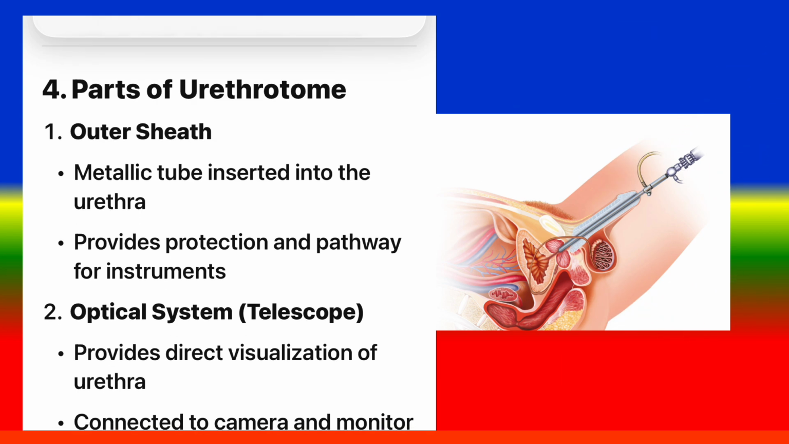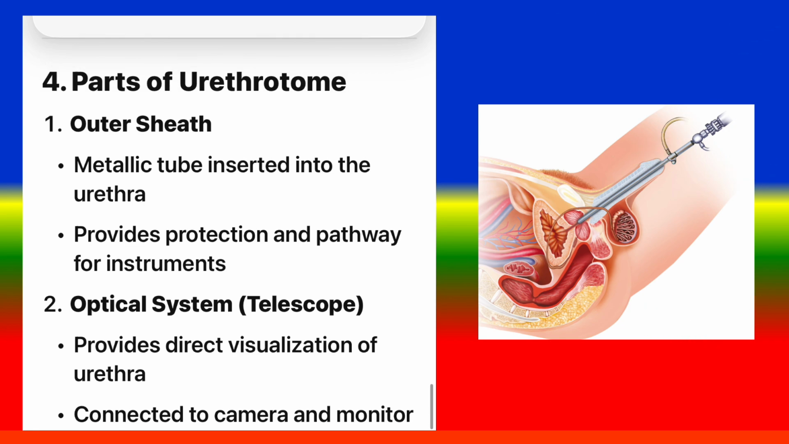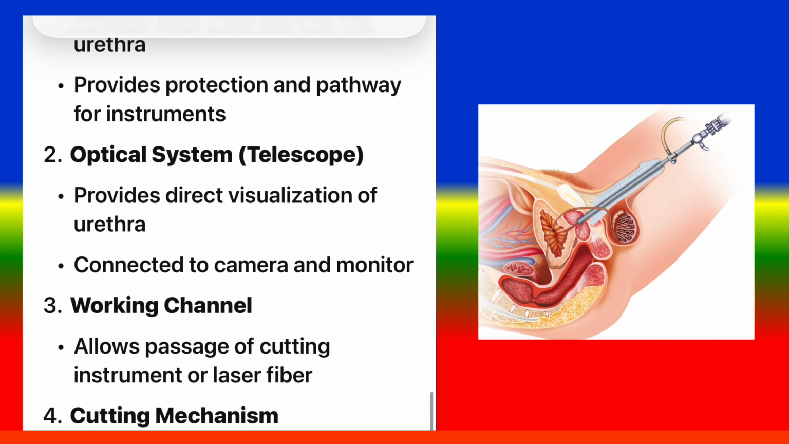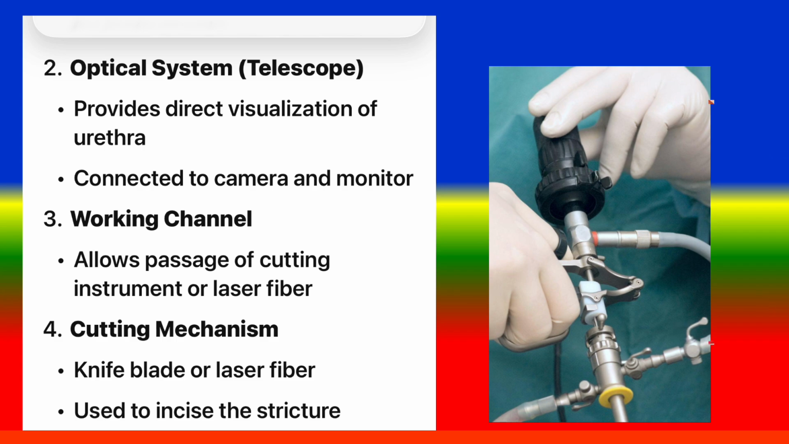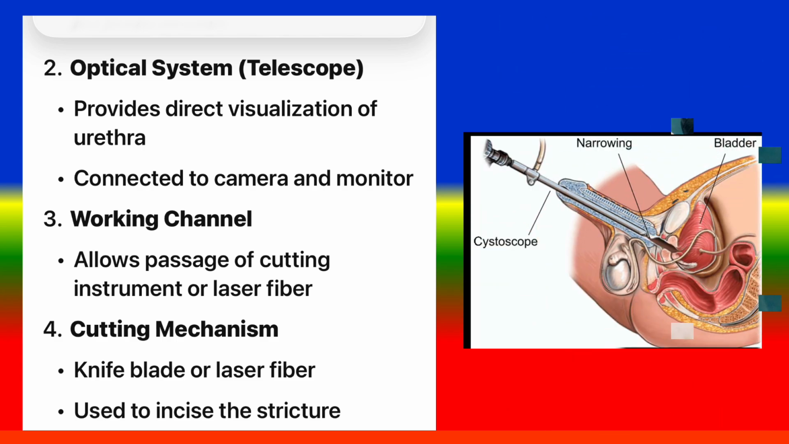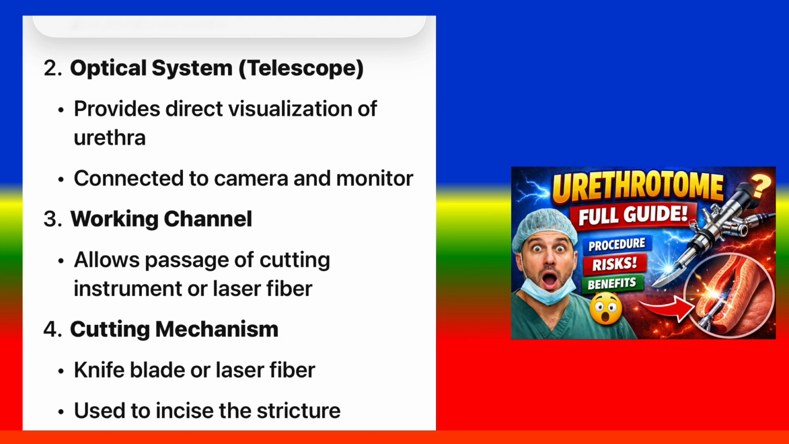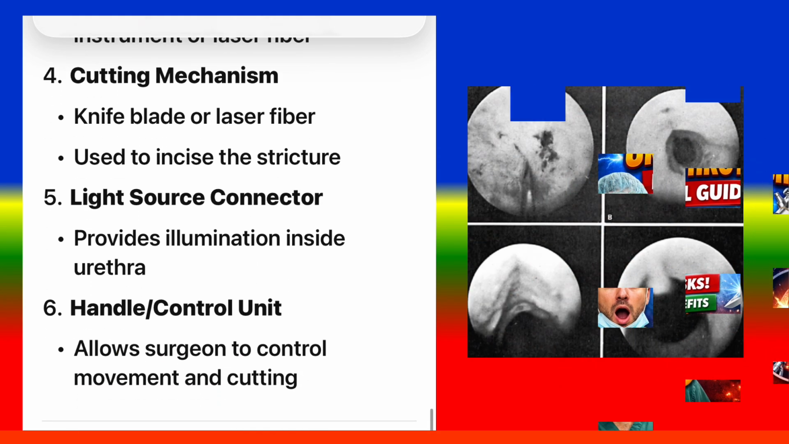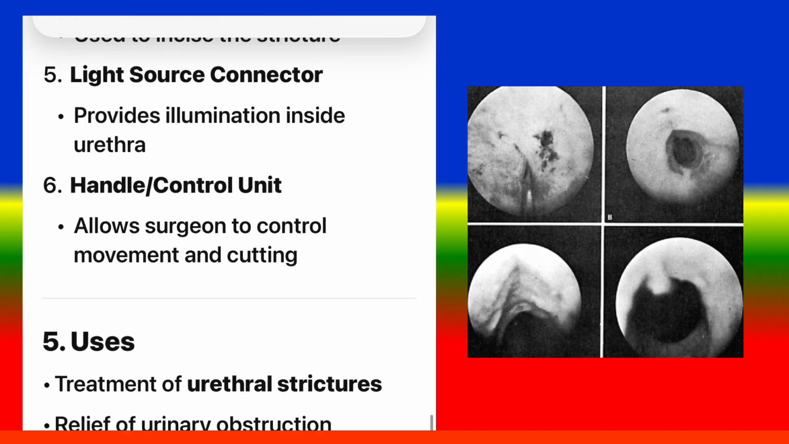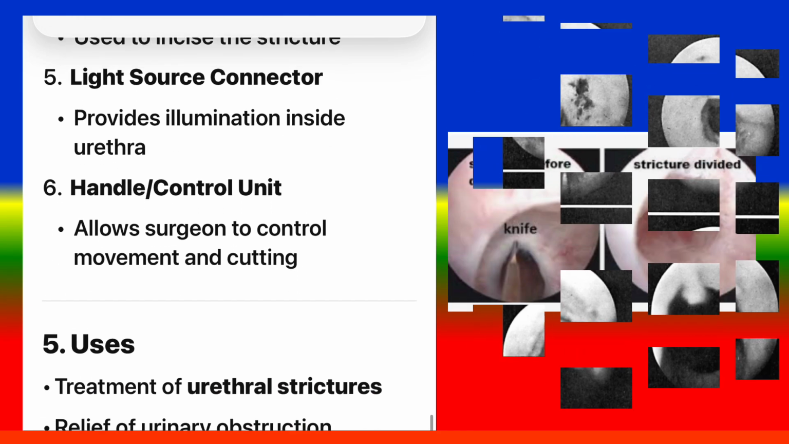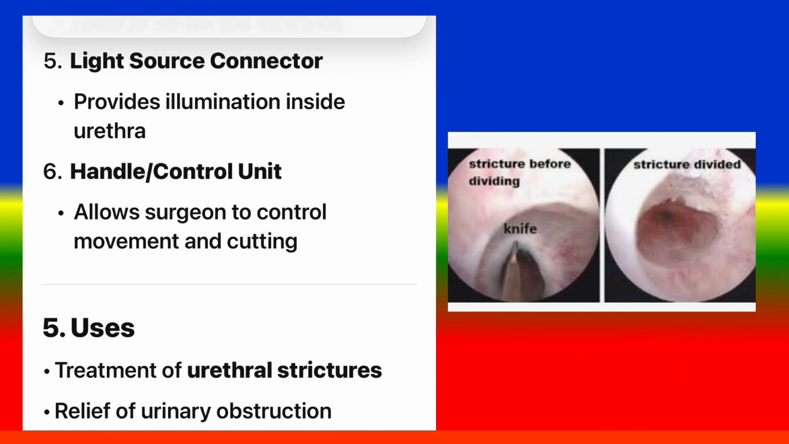4. Parts of urethrotome. 1. Outer sheath, a metallic tube inserted into the urethra, provides protection and a pathway for instruments. 2. Optical system, telescope, provides direct visualization of the urethra, connected to camera and monitor. 3. Working channel, allows passage of cutting instrument or laser fiber. 4. Cutting mechanism, knife blade or laser fiber, used to incise the stricture. 5. Light source connector, provides illumination inside the urethra. 6. Handle control unit, allows the surgeon to control movement and cutting.